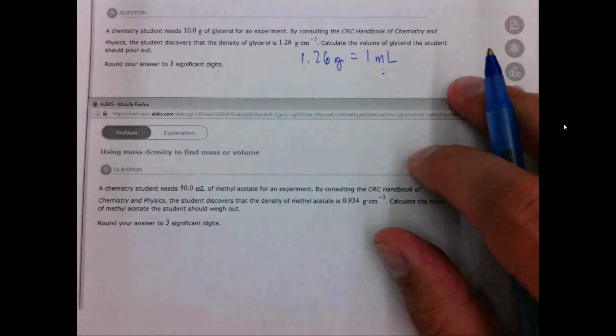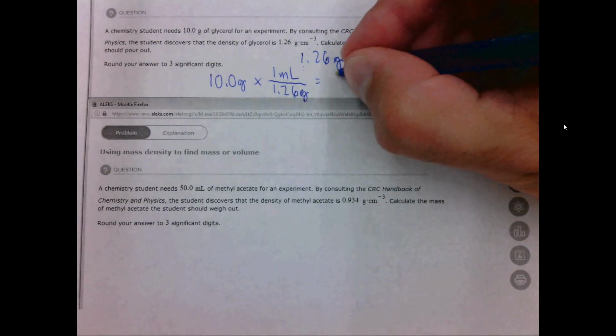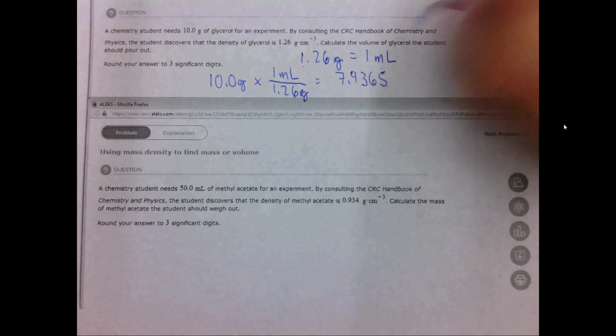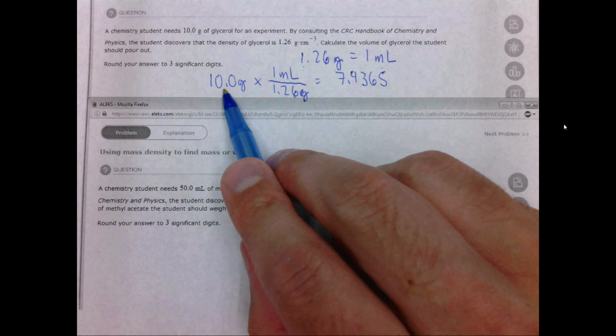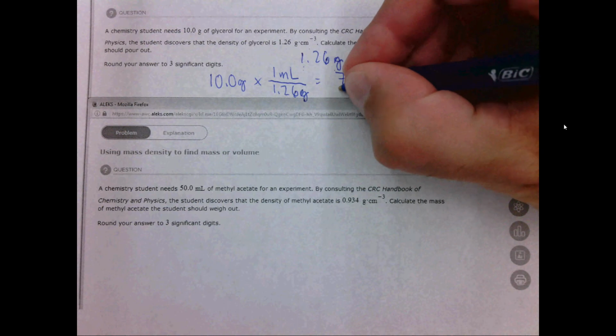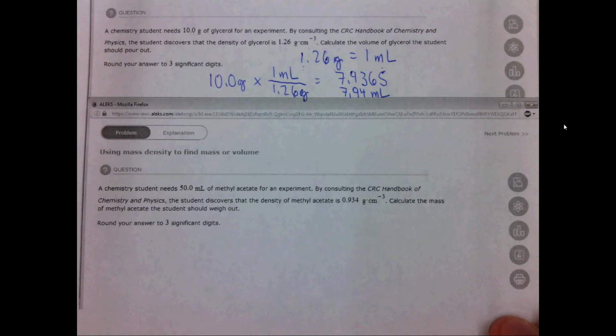Now that we have an equality, we can do dimensional analysis. Starting with 10.0 grams times, we want to put the 1.26 grams on the bottom, so grams will cancel out, and the 1 milliliter on the top. When you do this math on your calculator, you will get 7.9365 and a bunch of other digits. However, since this is 3 significant figures and this is 3 significant figures, we want to round this to 3 significant figures, which is 7.94 milliliters or centimeters cubed.